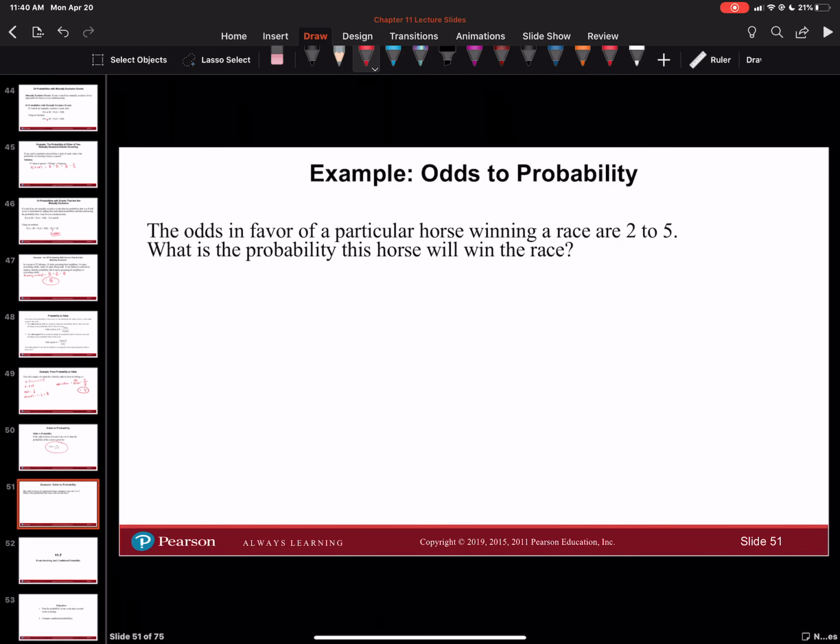So let's look at a problem. It says the odds in favor of a particular horse winning a race is 2 to 5. Find the probability that the horse will win the race. So the probability of the event is equal to A, which is 2. Then we have A plus B, which would be 2 plus 5. So the probability is 2/7. And that's all you have to do. So the probability that the horse will win the race is 2/7.